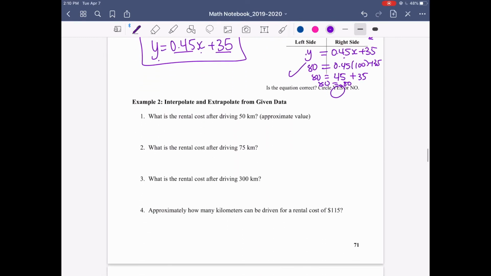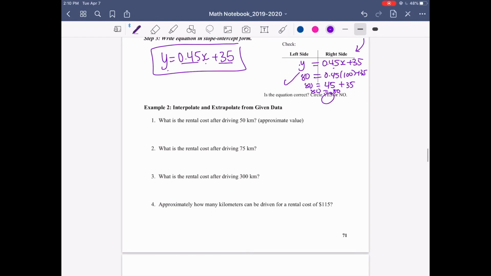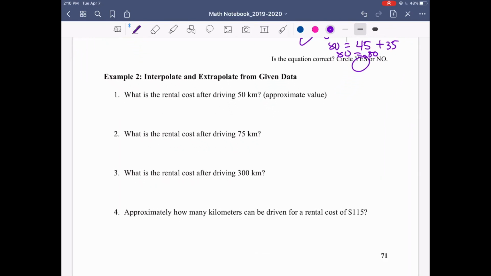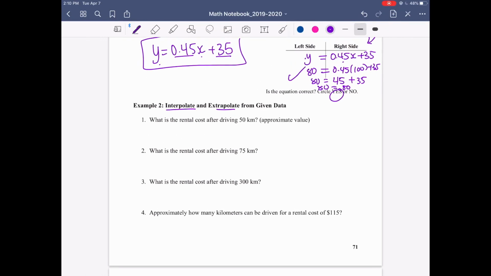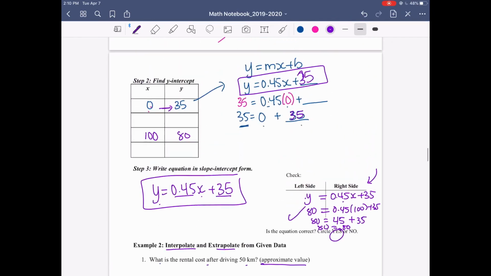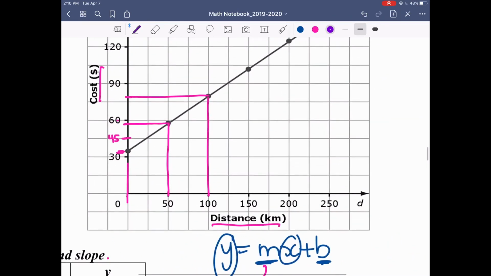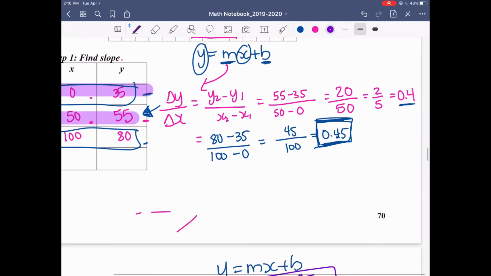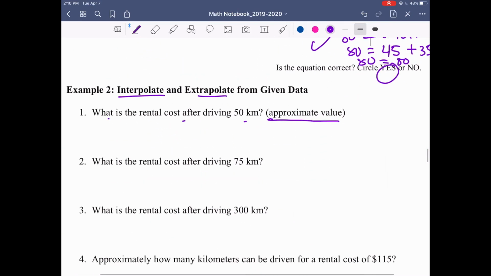Okay. Our last example is, now that we have a formula, or now that we have a graph, can we interpolate and extrapolate from given data? So there's 2 ways you can do this. You can use your formula to find the exact numbers, or you can use the graph to find approximate values. So for example, it says, what is the rental cost after driving 50 kilometers? You can go to your graph and say, when we drive 50 kilometers, what is the cost? And you can kind of make a guess about what the cost would be here.